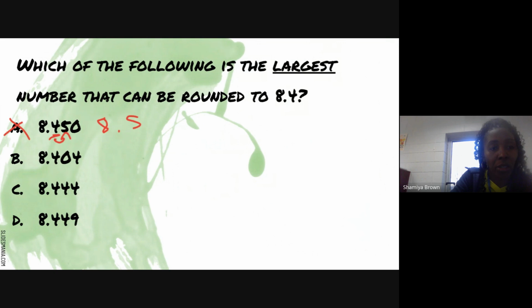Now let's look at this one. This one has a 4 in the tenths place. They all have a 4 in the tenths place. I look at my 0. My 0 would tell this 4 to rest. So it would round to 8 and 4 tenths.